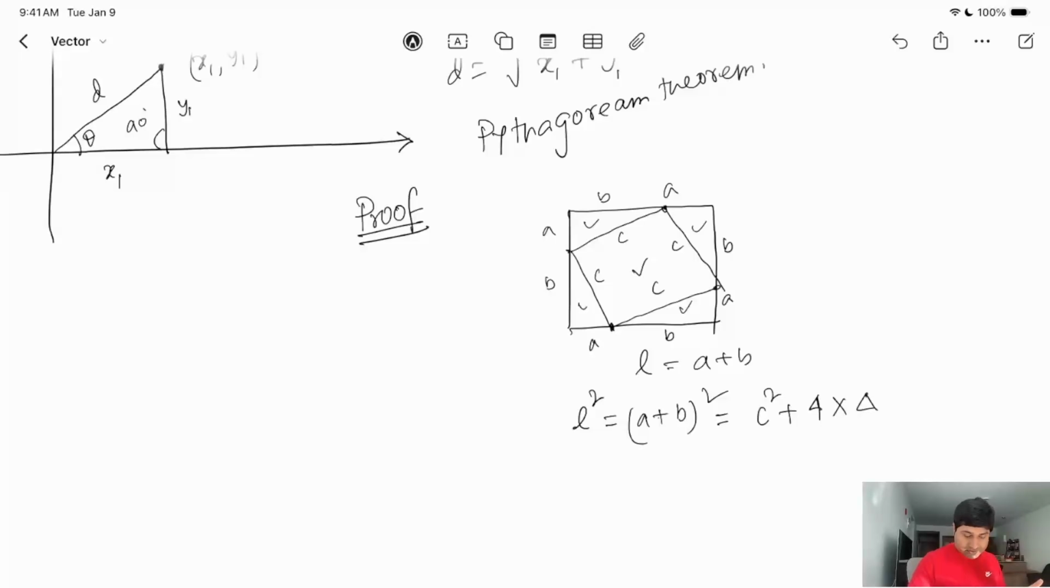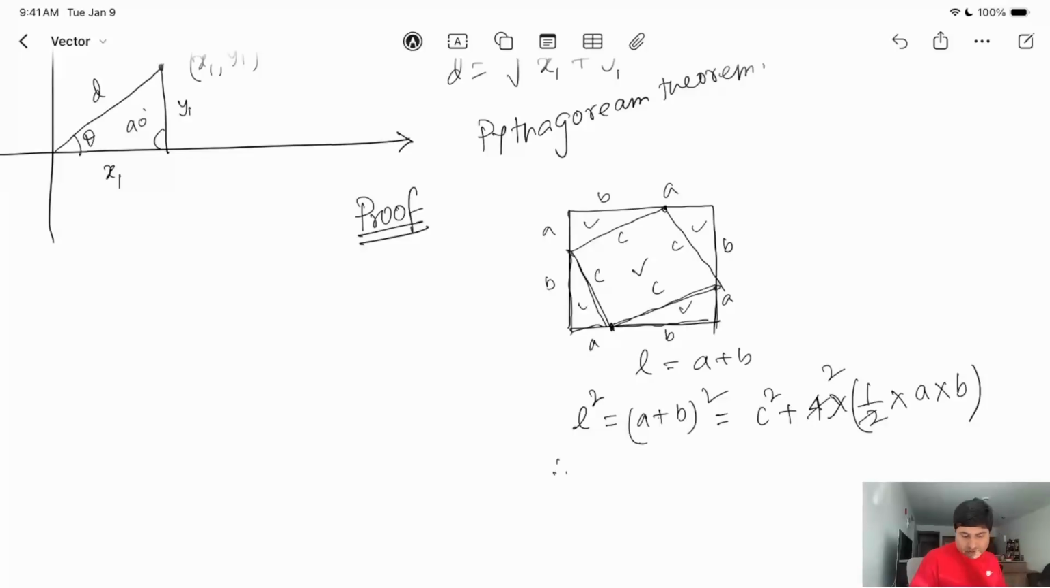So what is the area of a triangle? It's half base into height. So what is the base of this particular triangle? You can clearly see the base is A and the height is B. It's the same for all of them actually. Base is A, height is B. So A into B, and if I just calculate, that becomes 2AB.